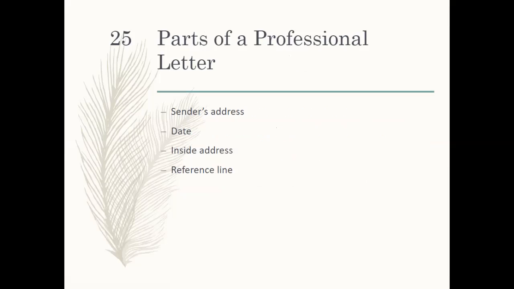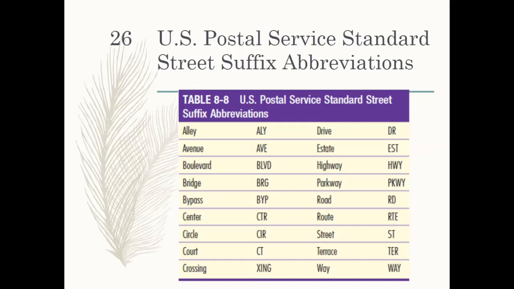Parts of a professional letter: sender's address, date, inside address, and your reference line. So U.S. Postal Service standard street suffix abbreviations. That's what, when you're addressing a letter, it's good to have these things. Again, we don't have very many alleys or bridges or bypass or some of these. We have streets, drives, trails, things like that. But again, just double check how you are actually addressing anything you're addressing. Make sure that it's professional and accurate.